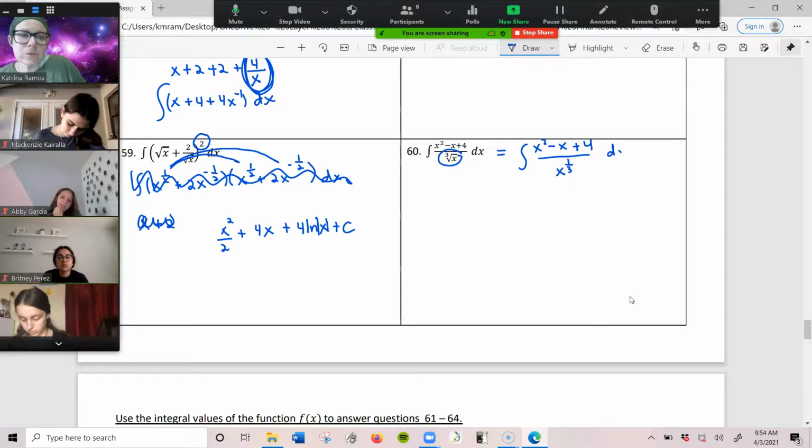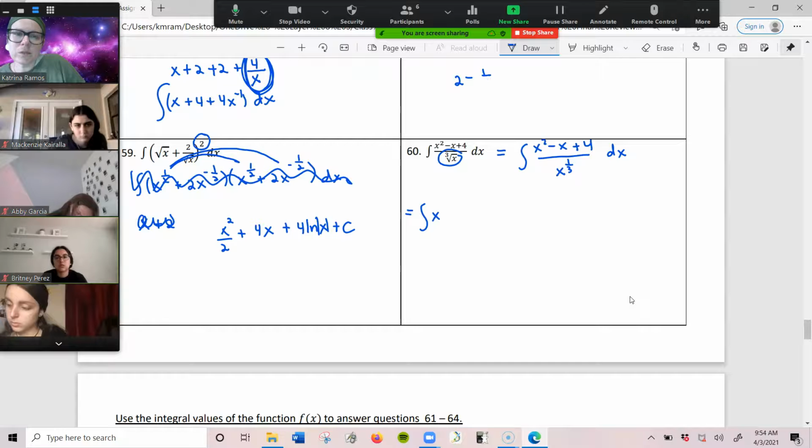Okay, now what we do is we basically do x squared divided by x to the 1/3, x divided by x to the 1/3, and 4 divided by x to the 1/3. I'm dividing every single term in the numerator by x to the 1/3. So wherever you have the x's, you just subtract. So this is 2 minus 1/3 to get the new x, which 2 minus 1/3, we have to put this over 3. So this is 6 over 3 minus 1/3, which is 5 over 3. Is that okay? So that's just this with this.